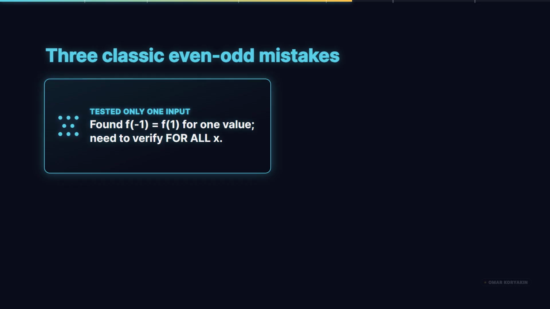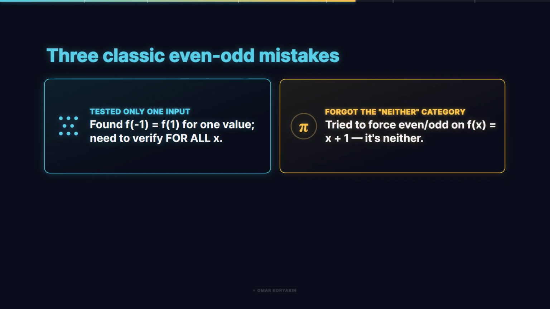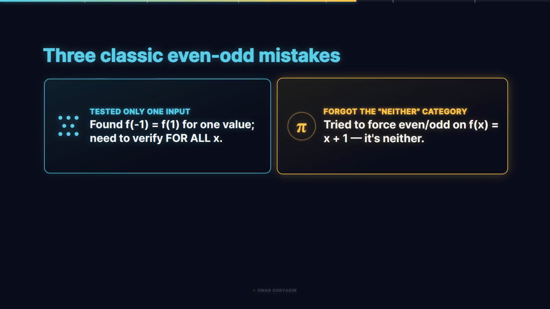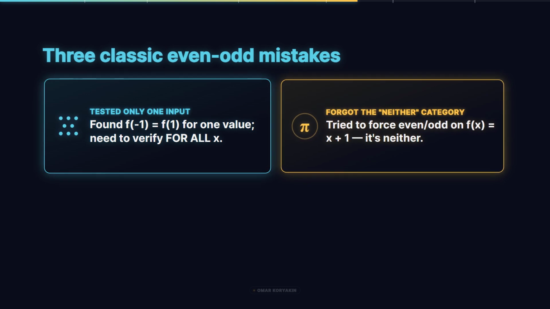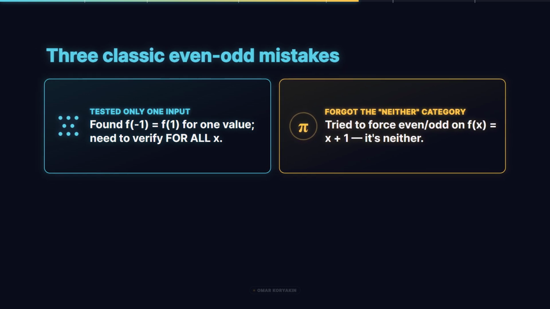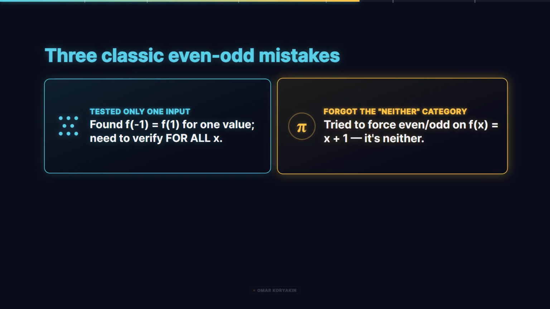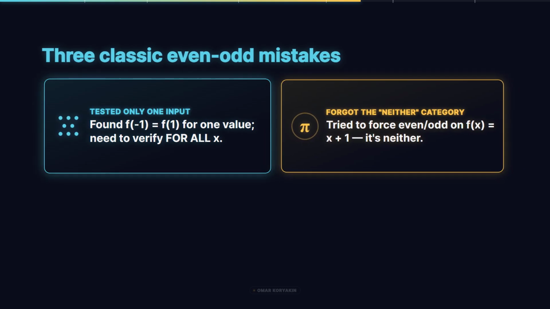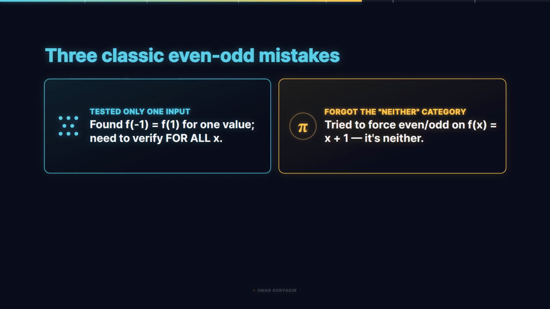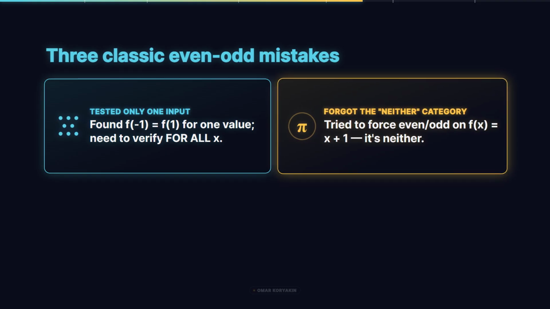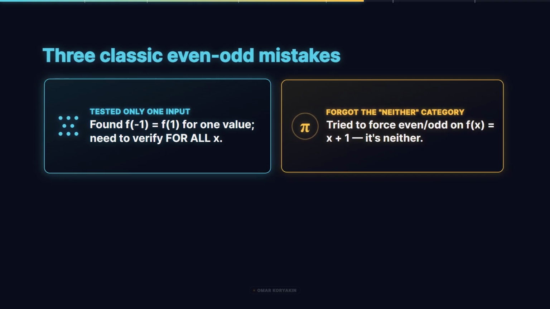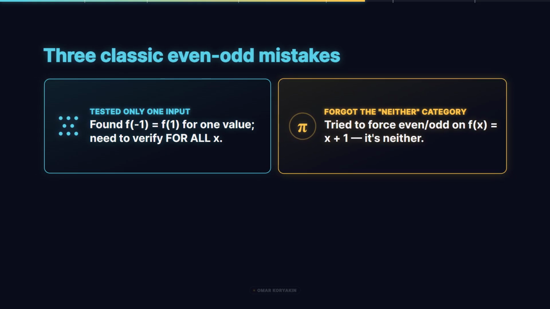The for all x condition is essential and cannot be replaced by a single example. Second mistake: forcing the classification into even or odd when the function is actually neither. A student looking at f of x equals x plus 1 tries hard to make it fit one of the two categories, eventually misreading the algebra to claim it is odd. The correct classification is neither, because the constant term breaks both symmetries.